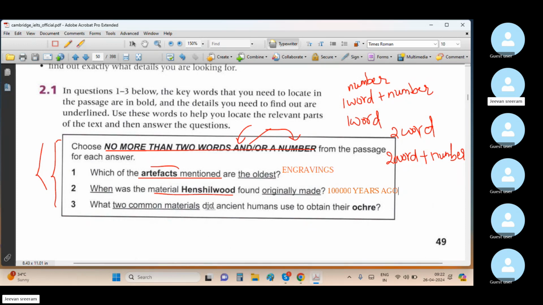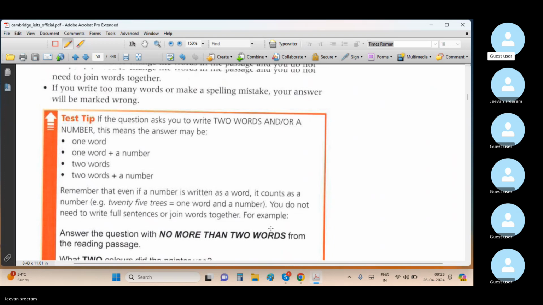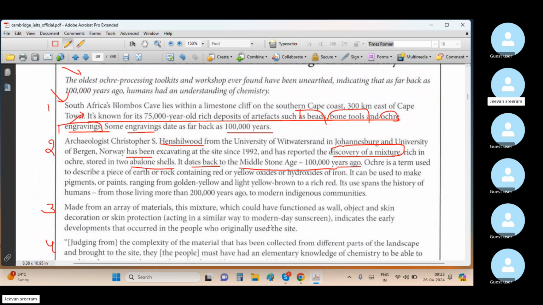Next, what 2 common materials did ancient humans use to obtain ochre? Sir, one doubt. In that same paragraph, again he mentioned 2 lakh years ago. Were they actually found by Henshilwood? So you are talking about the 2 lakh years ago, no? Henshilwood actually found a mixture before that, 1 lakh years ago. It's clear, sir.